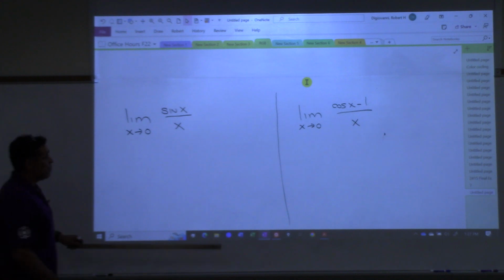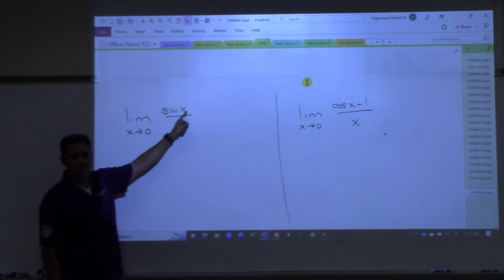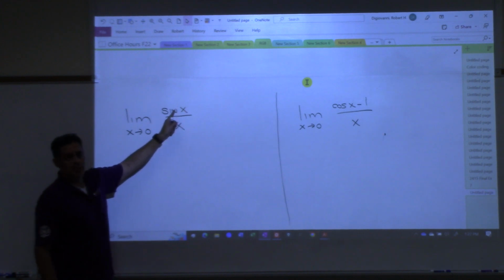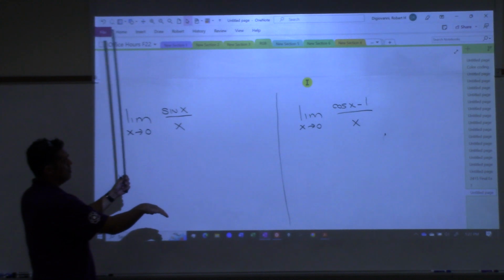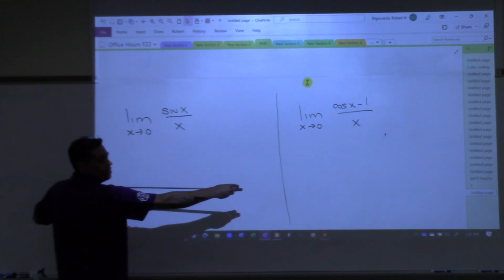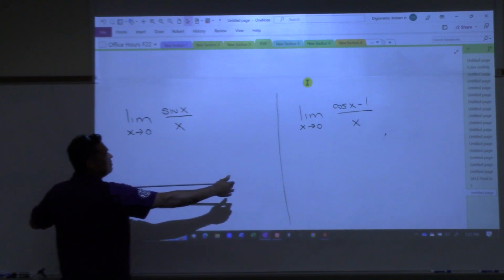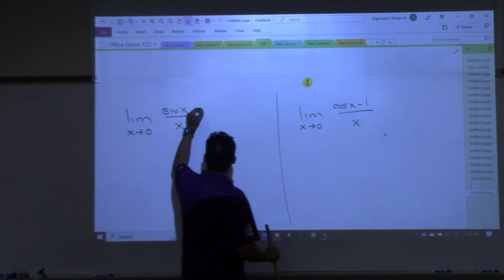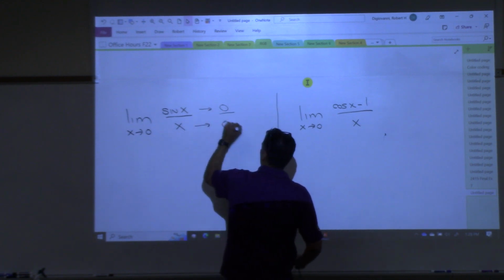So now we have to go back to pre-cal for a minute. I'm going to let x go to 0. We need to know what sine of 0 is, right? Go to the angle 0 on the unit circle and give me the y coordinate, because we're talking about sine. What's the y coordinate out there? 0. So the top is headed to 0. The bottom is headed to 0, because x is going to 0. So we have 0 over 0.